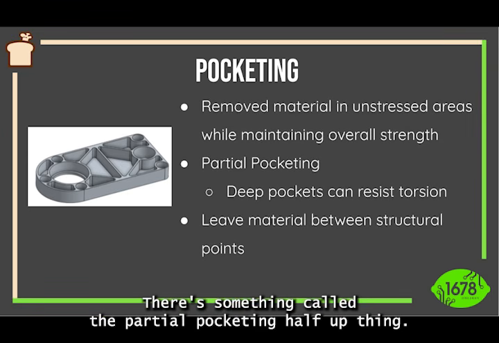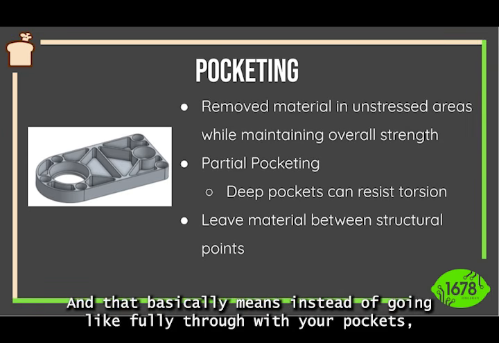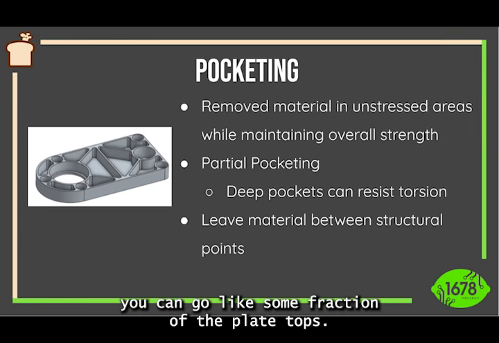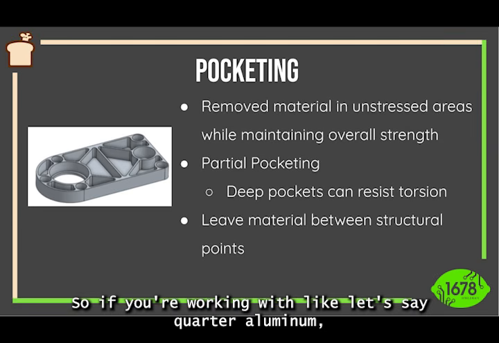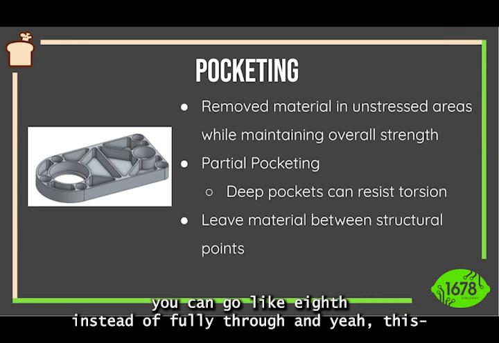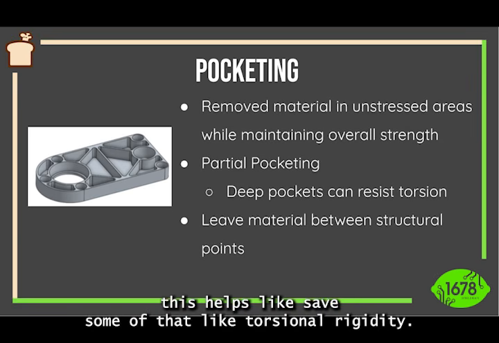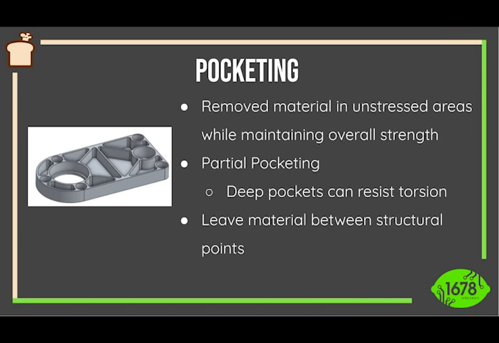There's something called partial pocketing, or half depthing, and that basically means instead of going fully through with your pockets, you can go some fraction of the plate depth. So if you're working with quarter aluminum, you can go an eighth instead of fully through. This helps save some of that torsional rigidity, but it also helps save weight.